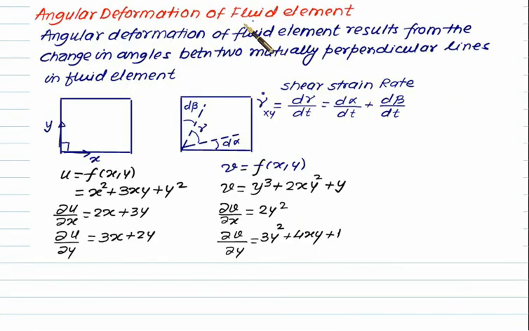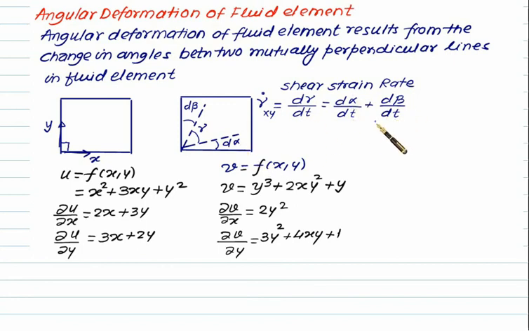Angular deformation of a fluid element. This time initially we have an angle equal to 90, and after the deformation the angle will become gamma. So this edge is deformed by angle d alpha and this edge is deformed by angle d beta. This time the shear strain will be defined as the rate of change of angle, that is gamma with respect to dt, which consists of two angles, that equals d alpha by dt plus d beta by dt.